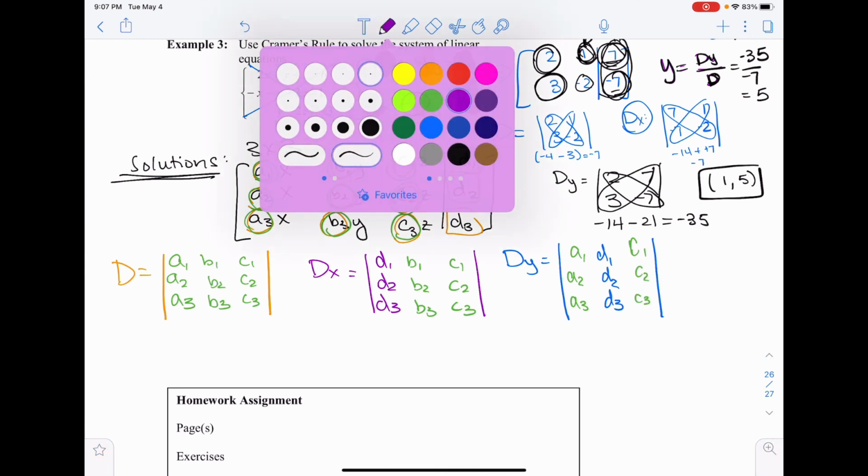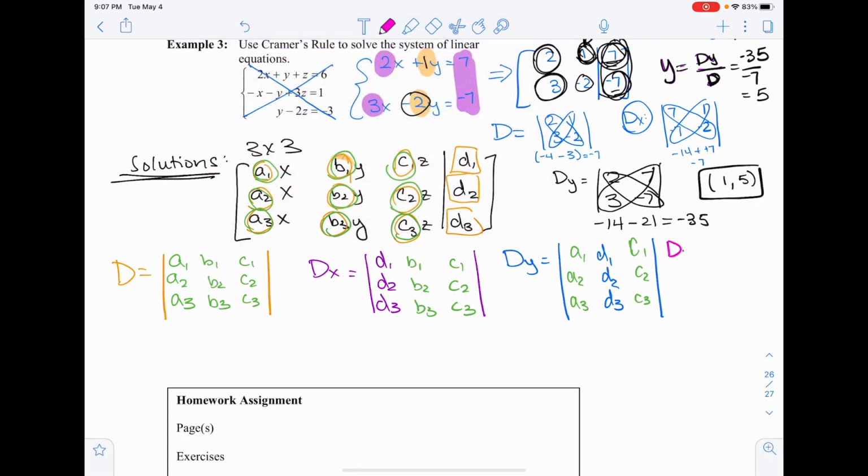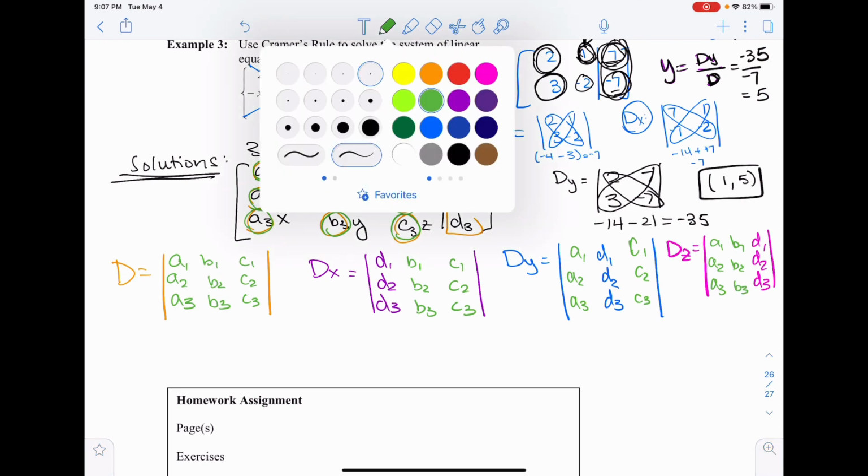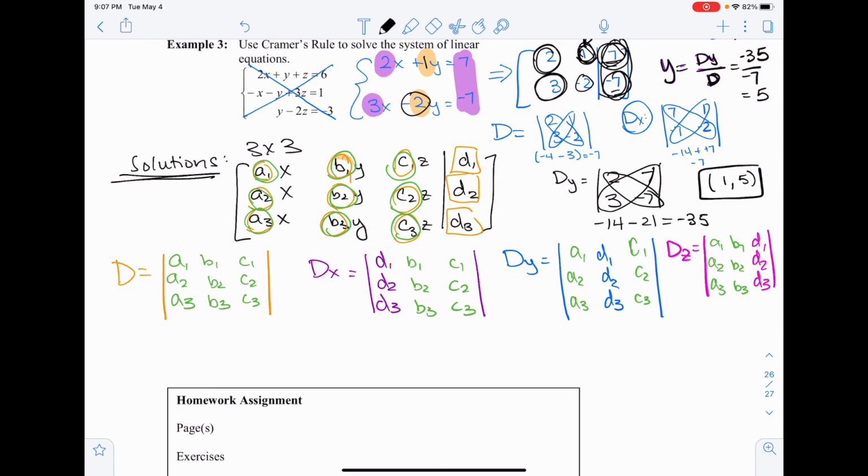Okay, and then lastly, actually let's make this pink. To find the adjusted determinant for z, again, we would use the same determinant as d, except for now we're going to use our solutions and replace it with the z column. So this is going to be D1, D2, D3, and everything else stays the same. A1, A2, A3, B1, B2, B3. So then to find each of these, we would take the determinant of this adjusted dx and put it over that value for the coefficient determinant as well.